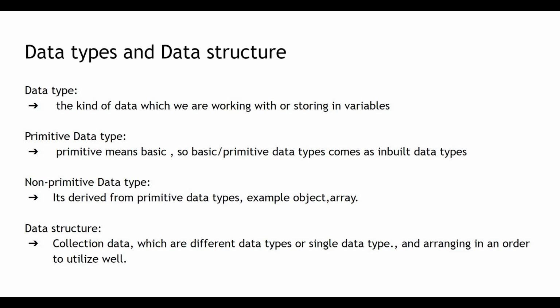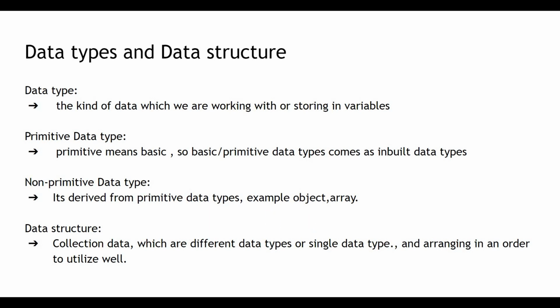Okay, come to the data types. In this, we have primitive data types and non-primitive data types. What is meant by primitive? Primitive means basic, right? So basic or primitive data types come as inbuilt data types. Every language will have its inbuilt data types like string, number, integer, likewise. So the primitive data types are like that. They come as inbuilt.